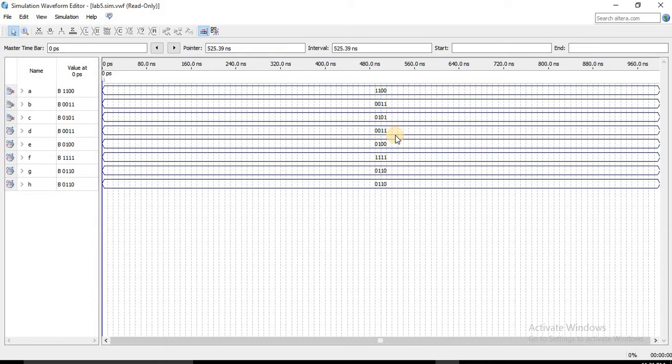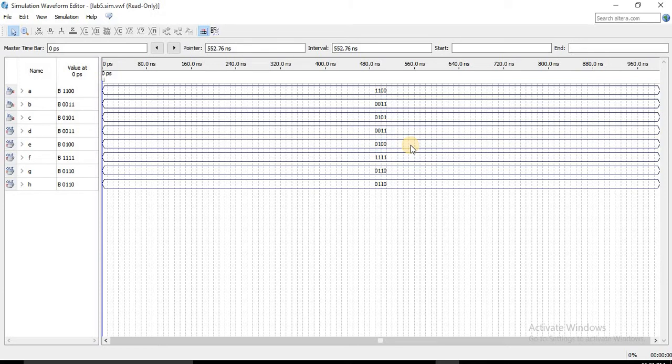Now coming to the next part, which is A AND C. Now what it's supposed to do is give 1 only when both the bits of A and C are 1. We can see here its second bit is 1 and its second bit is also 1. Rest of the bits are different, hence only the second bit is 1 and the rest of the bits are 0.